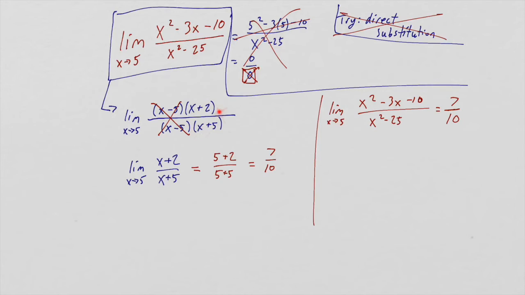And since these are equivalent, this factored form is equivalent to the original function at any point except when x is 5. We can do it like this because we don't care what the function is at x equals 5. We want to know what it's like as it gets to 5, as it approaches 5. And as it approaches 5, even though we can't actually have it at 5, we approach 7/10, and that's our limit.